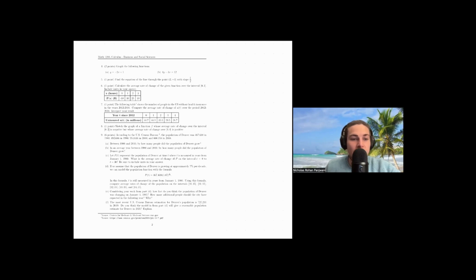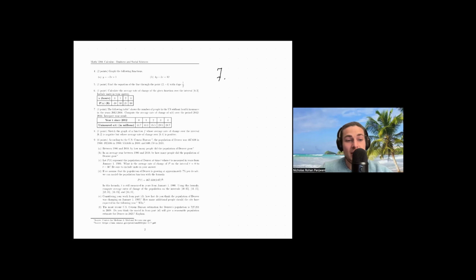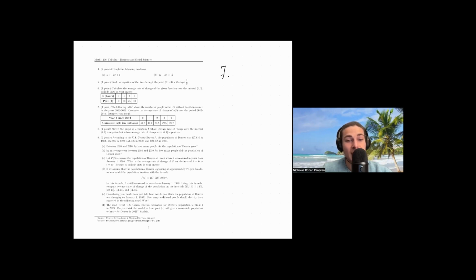Number 7. The following table shows the number of people in the US without health insurance in the years 2012 to 2016. Compute the average rate of change of U of T over the period 2012 to 2016. Our T here is defined as the years since 2012. Therefore, the data for 2012 is listed as T equals 0 because it's 0 years since 2012. Anyways, we get introduced to the fact that it's not just going to be change in y over change in x, or even change in p over change in x; we can change the variables at play here and still compute an answer.